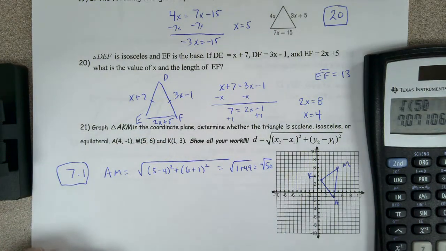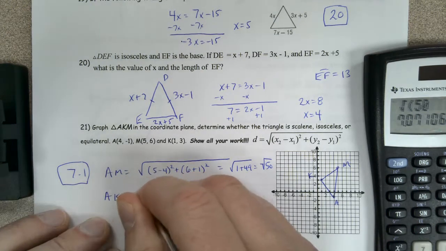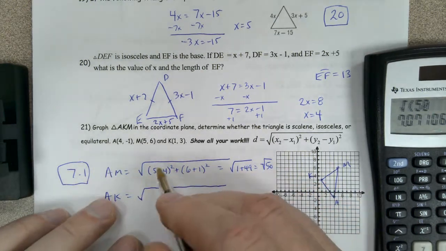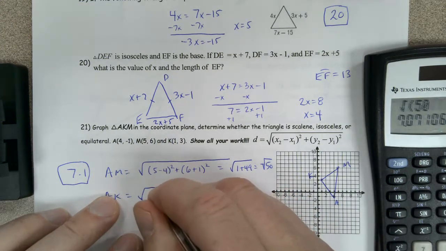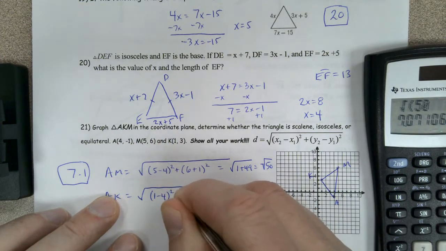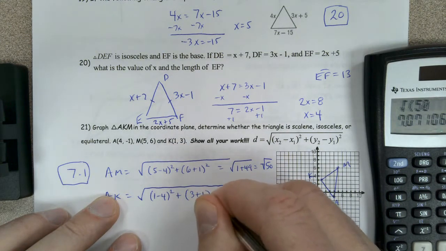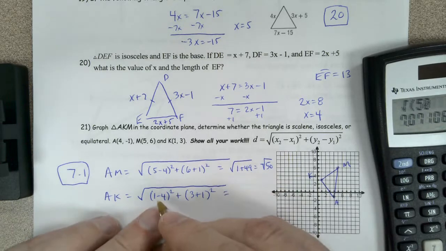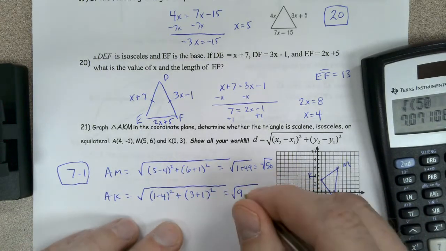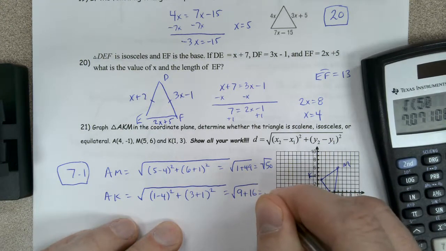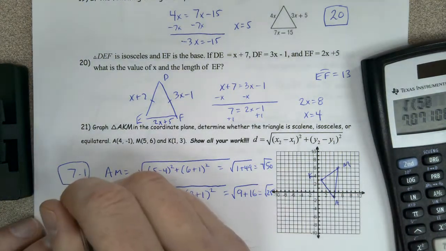Now, I'm also going to find the length of AK. So AK, again, use the distance formula one more time. So I'm going to do (1 minus 4) squared plus (3 minus -1), so that's 3 plus 1, squared. So that gives me -3 squared, or 9. 4 squared is 16, so that gives me the square root of 25, which we know is 5.